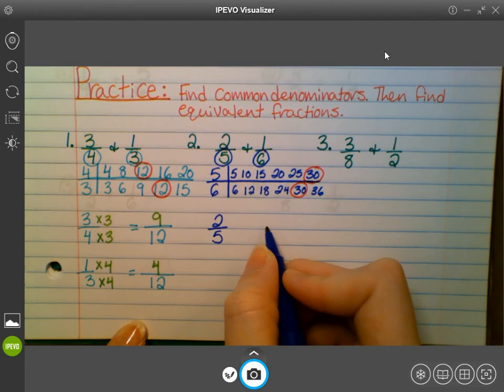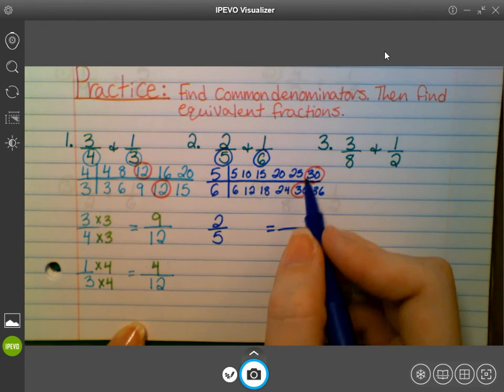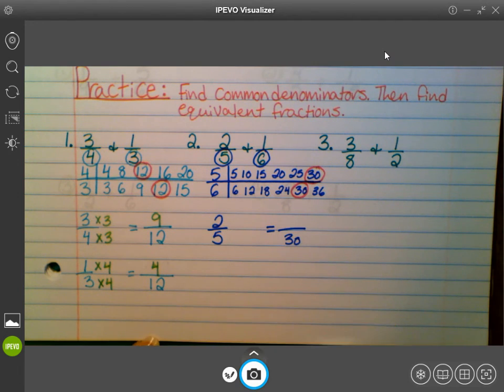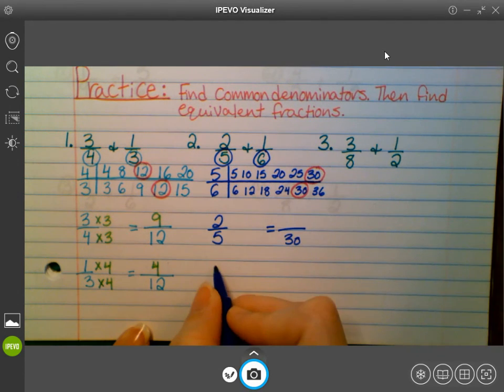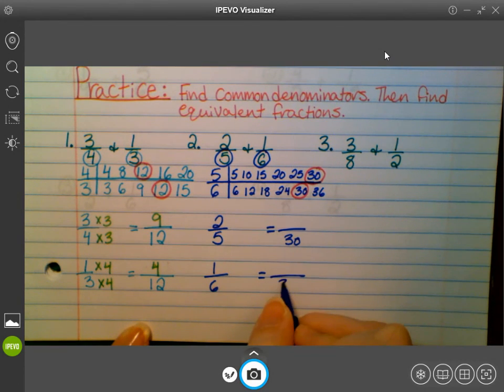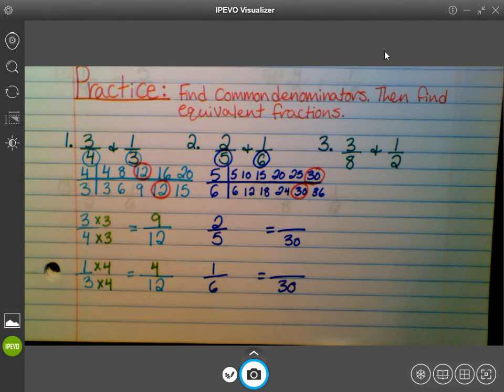Leave a space, equals something over my LCD, which is 30. I'm going to go ahead and set up the second fraction too, so I don't forget. So then I have 1/6. Leave a space, equals something over 30. So then I'm going to come in.